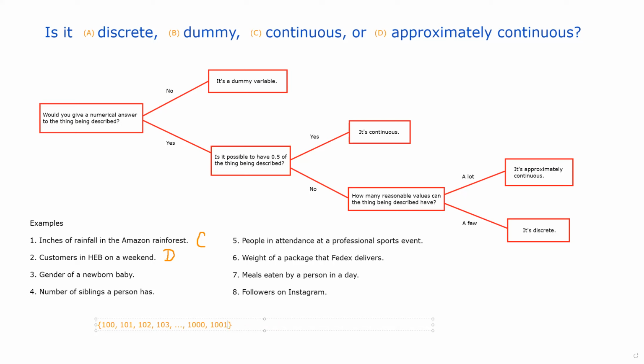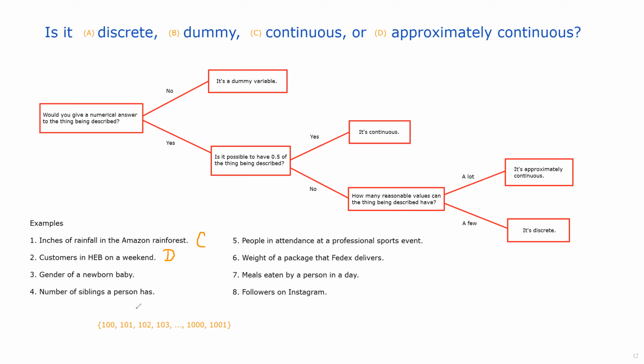Is this a large list or a small list? Large constitutes something. It should never be so hard as to you have to guess. But I would say a few. When I say something like a few, I mean something like you can count on 1, maybe 2 hands. If I say a lot, I mean you can't count this on 2 hands, or you probably couldn't even use your hands and your toes to count how many different possibilities there are. And because there's hundreds of different possibilities in the number of customers on an HEB on a weekend, this is going to be approximately continuous.